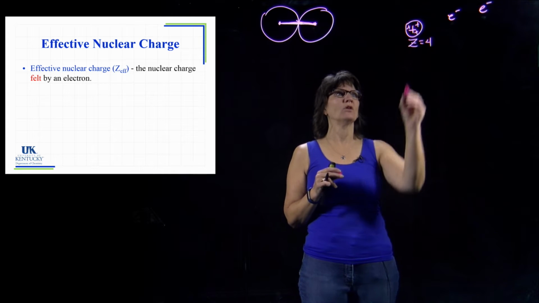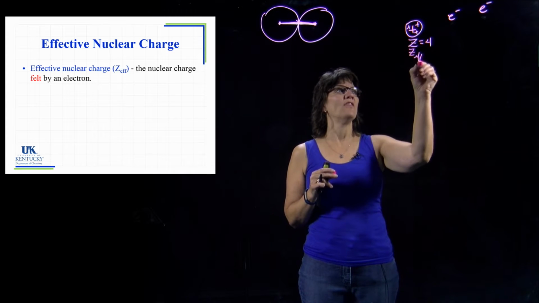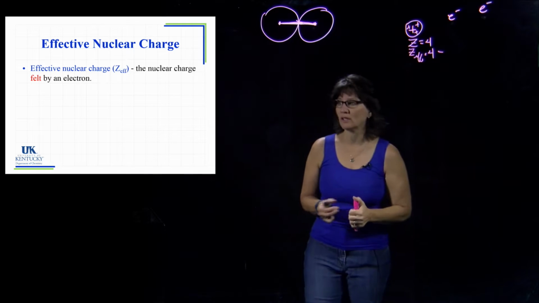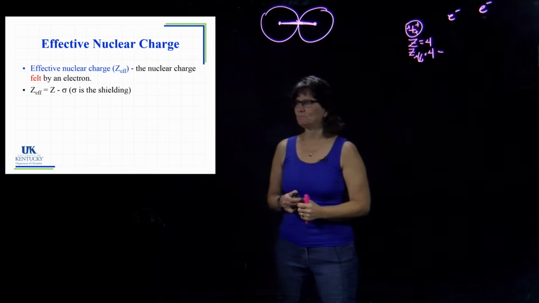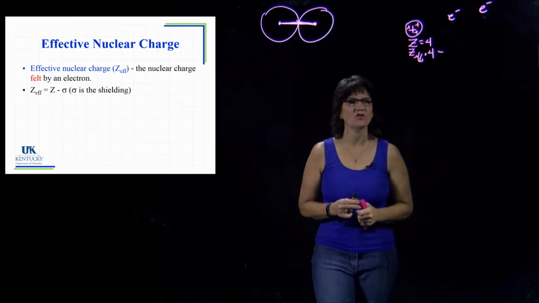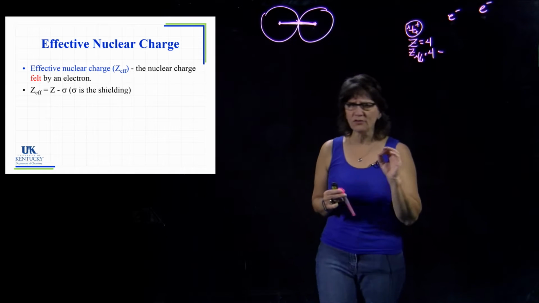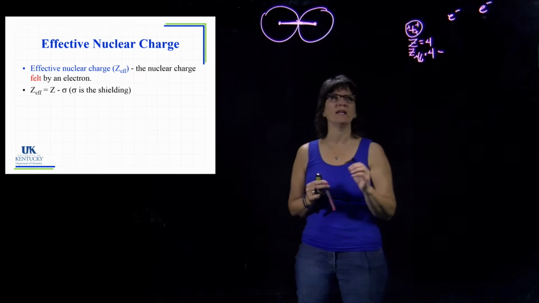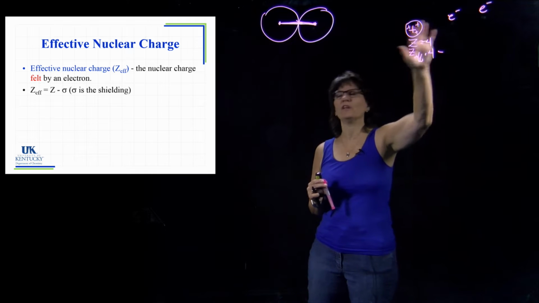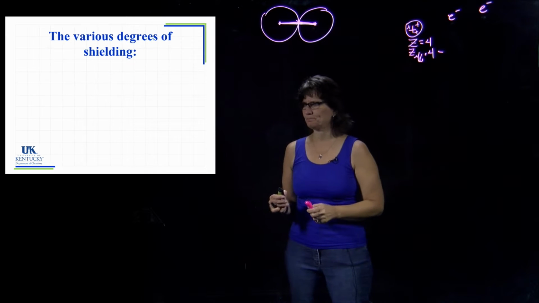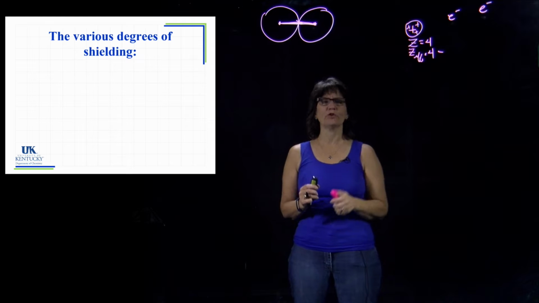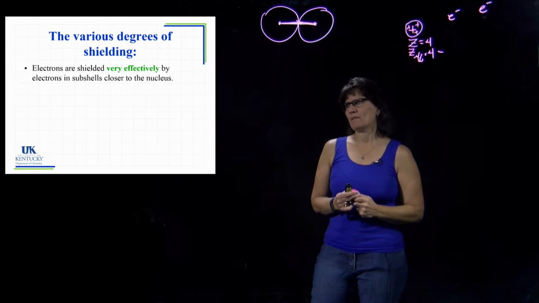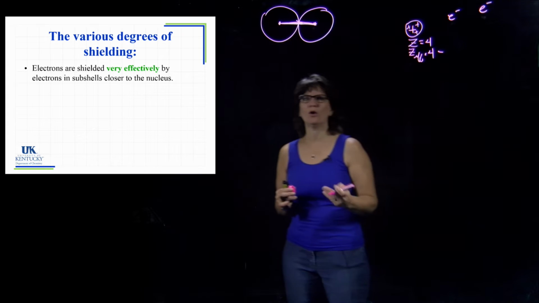The effective nuclear charge is this nuclear charge minus whatever the shielding is. That's what that little sigma is that you see on the screen. The sigma is the shielding, how much the electrons are shielding the outer electron from feeling that nucleus. So here are different degrees of shielding. Let's look at it here, and we're going to use an animation.